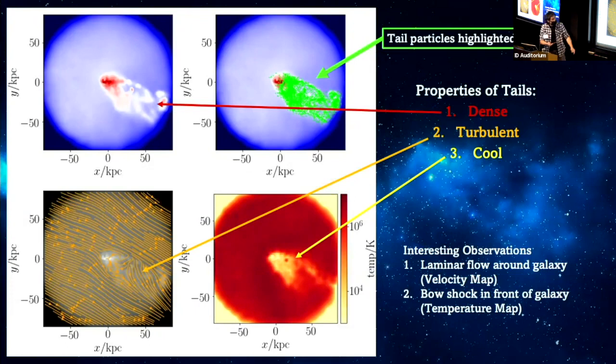And finally, if you look at the bottom right, you can see the temperature map. Not only is the tail itself generally cooler than the surrounding CGM/intracluster medium, but if you look really closely, you can also see what looks to be a bow shock in dark red.